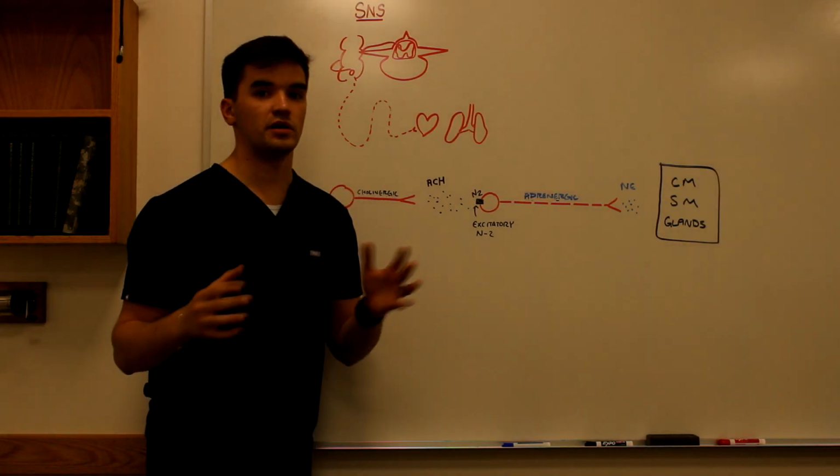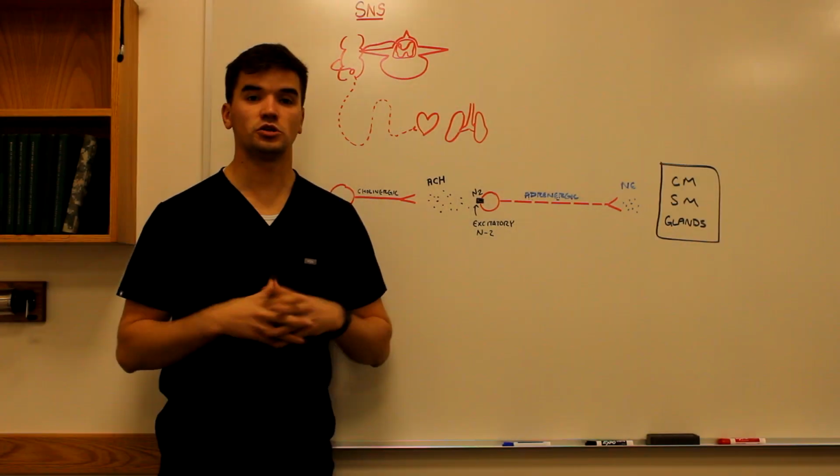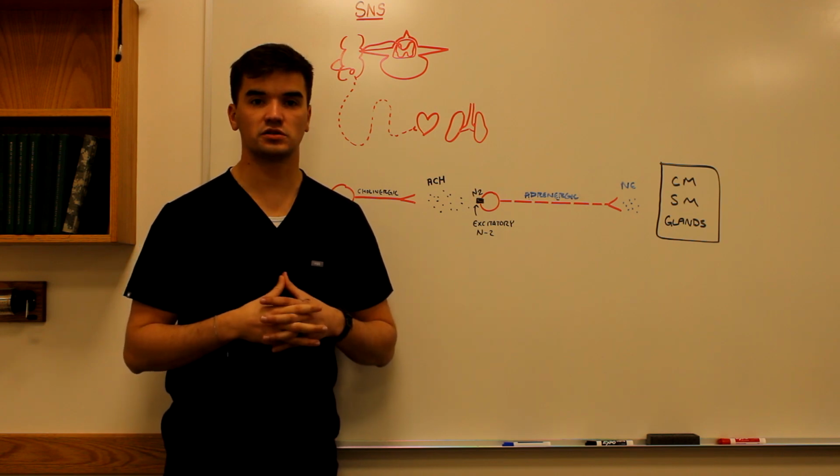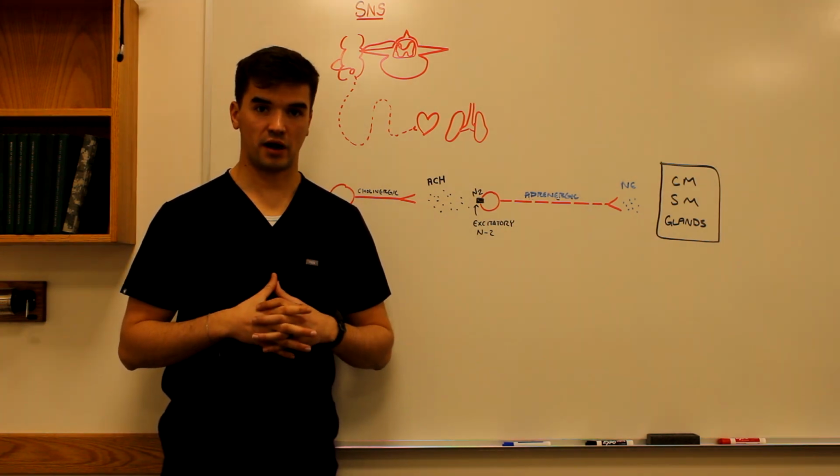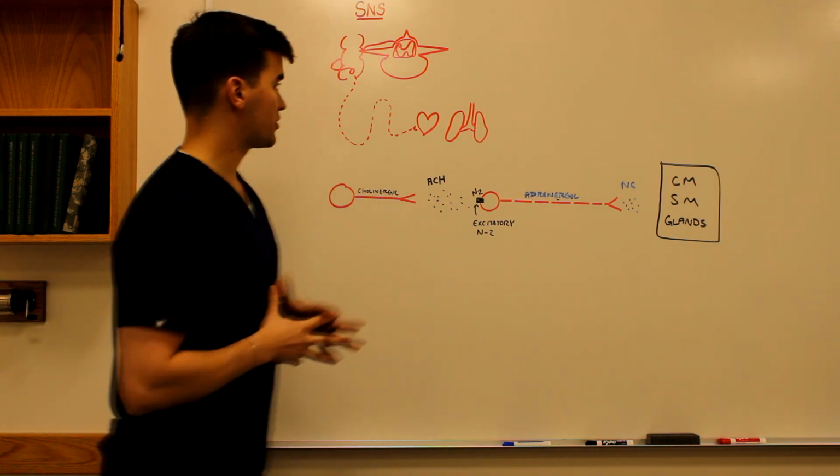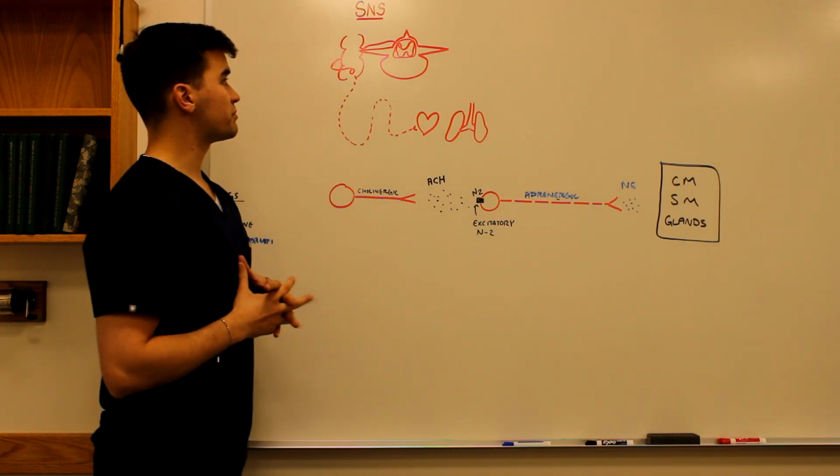Alrighty, now on to the promised drawings of all of these systems. So we'll draw every pathway involved in the sympathetic nervous system, as well as the pathway involved in the parasympathetic nervous system. So right here, we have our stereotypical sympathetic nervous system pathway.